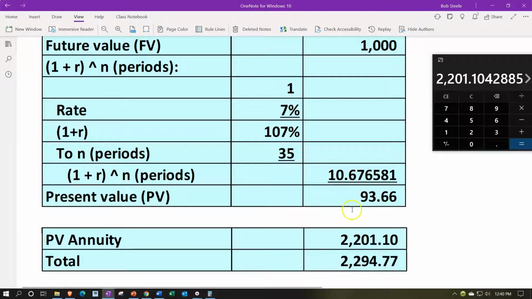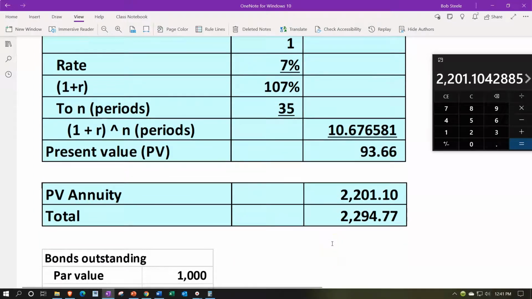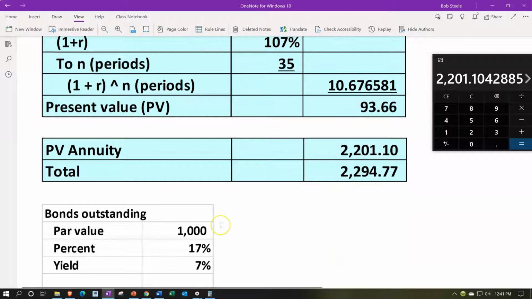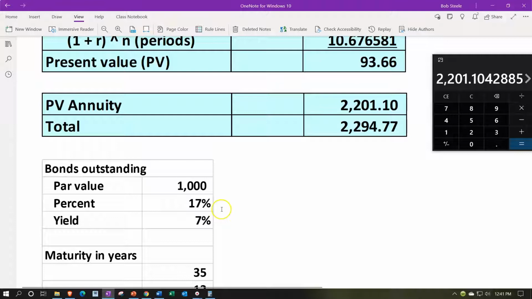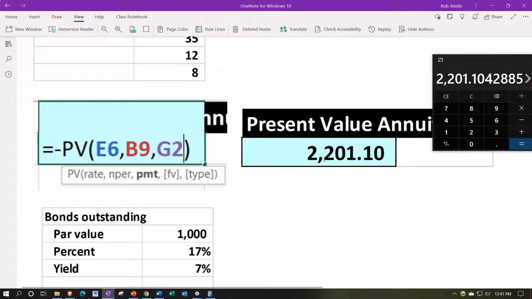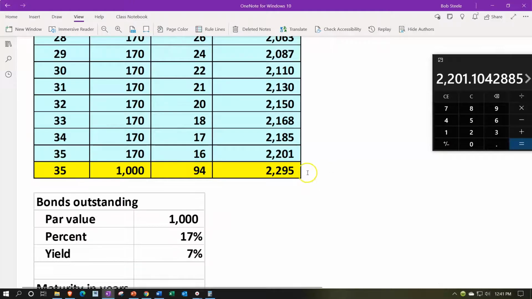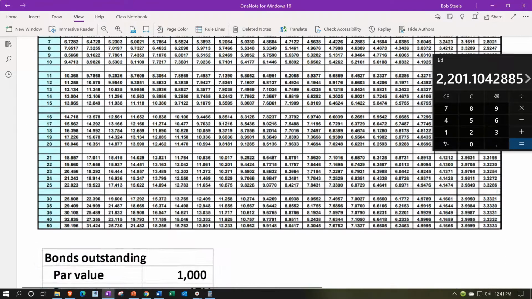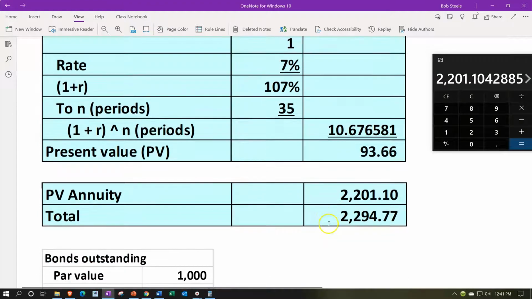.9366. If we add that to what we got on the annuity, that 2,201.10, we get then to the price again, 2,294.77. That price far higher than the amount on the par value due to the fact that the percent on the bond much higher than the market percent. Also note that that 2,294.77, also something we got to up top when that yellow number, but no pennies, 2,295. There's the 2,295, and there's the 2,294.77. So we've gotten there two different ways.